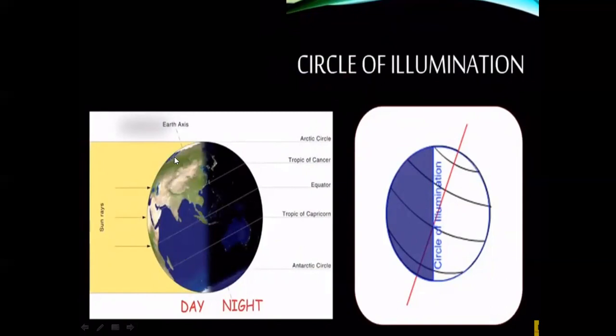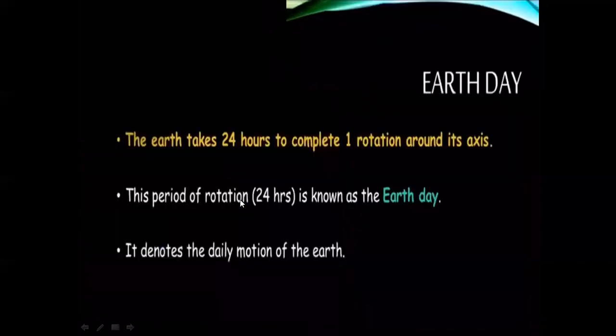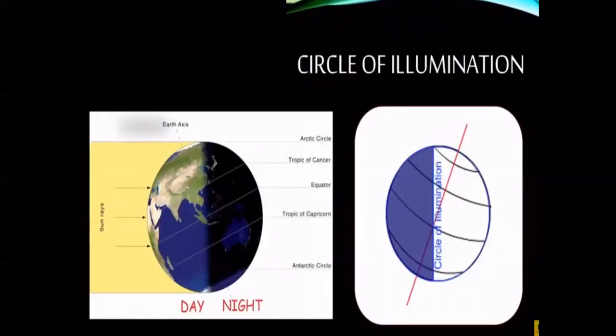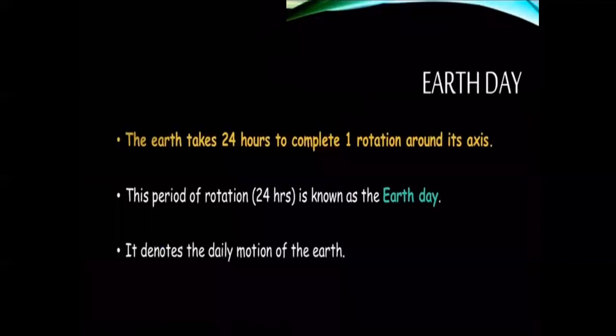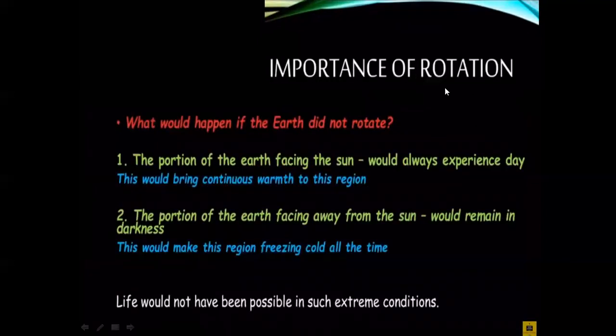Means the day will be continuous on this side, and this side will experience continuous night. So if this rotation does not happen, the day will be continuous here and the night will be continuous here. This is why we say that rotation is very important. That is the importance of rotation.